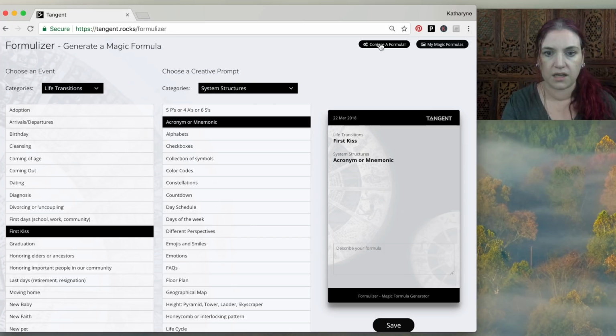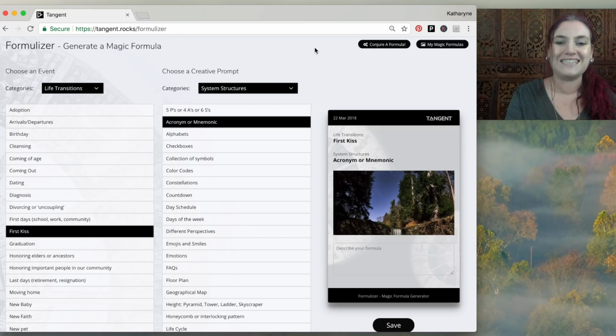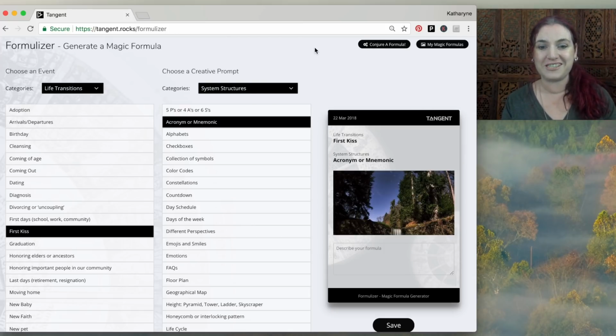Let's do another one. Conjure formula. This is a great one. First kiss, system structures, acronym or a mnemonic. I love doing things with acronyms. For the Magic Formulas course, I created a system called Money Mecca. MECCA stood for mystery shopping, eBay, coupons, contests, and Amazon, I think, the five elements of making money.